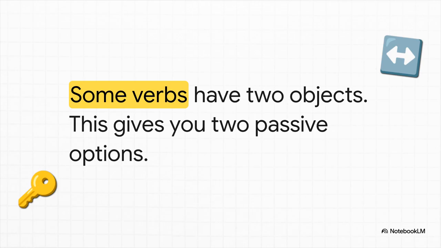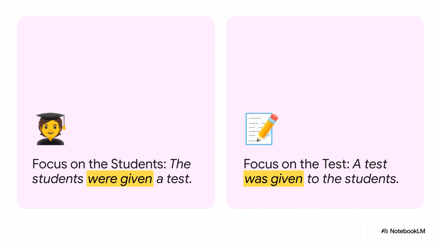And this is where things get really interesting. Because you have 2 objects, you now get 2 different ways to use the passive voice. It's like having 2 different camera angles. If you want to focus on the people, you can say, the students were given a test. But if the test is the most important piece of information, you can shift the spotlight and say, a test was given to the students. How cool is that? 2 passive options, 2 different points of focus, all from one original sentence.